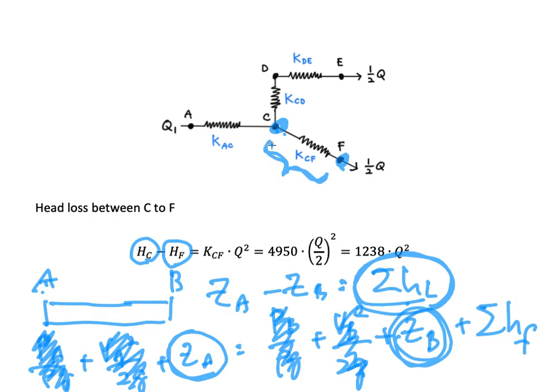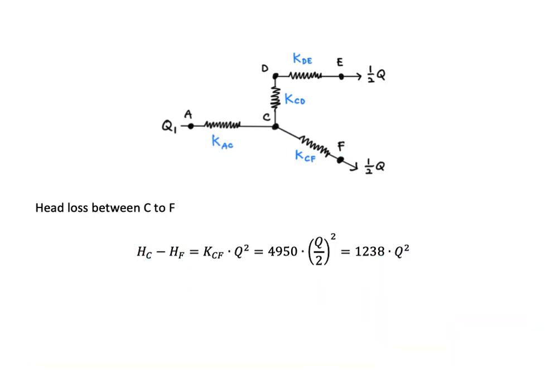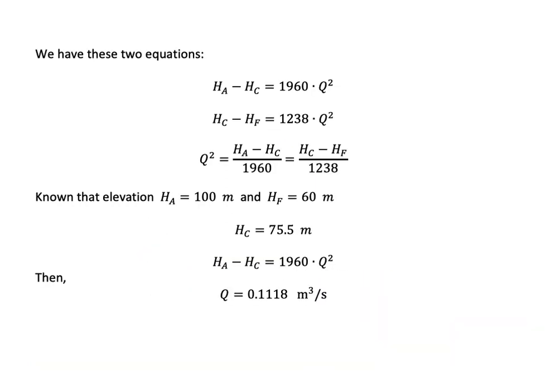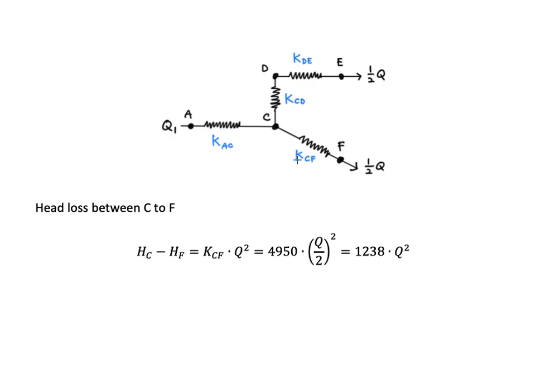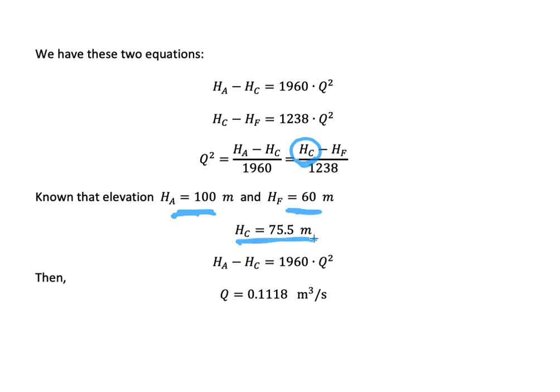So HC and HF are actually the height or the elevation of the pipe. So we substitute the elevation. A is equal to 100 meters and F here is 60 meters. So we could calculate the value of HC, the elevation of this center point. We found that HC is 75.5 meters. Then we could substitute into the equation here, and we could calculate Q is equal to 0.1118 meter cube per second.